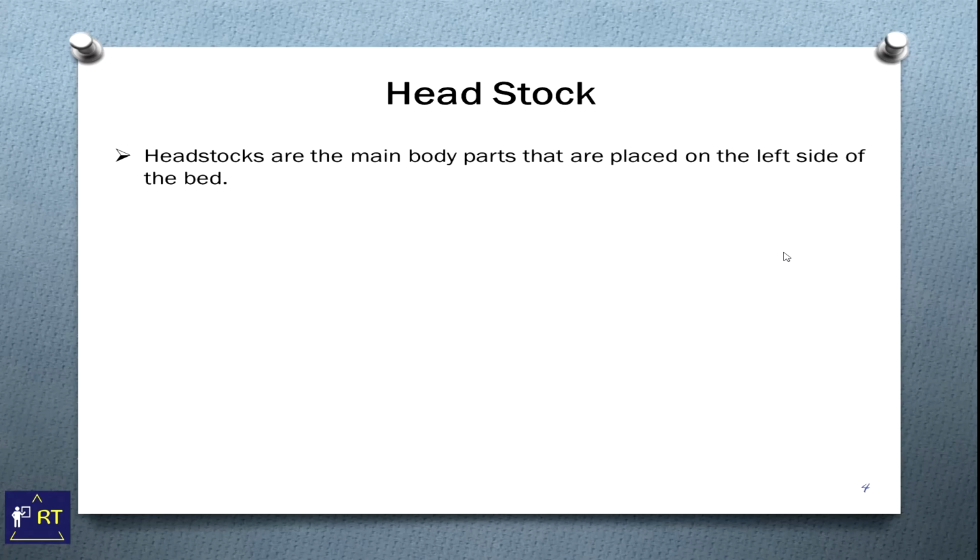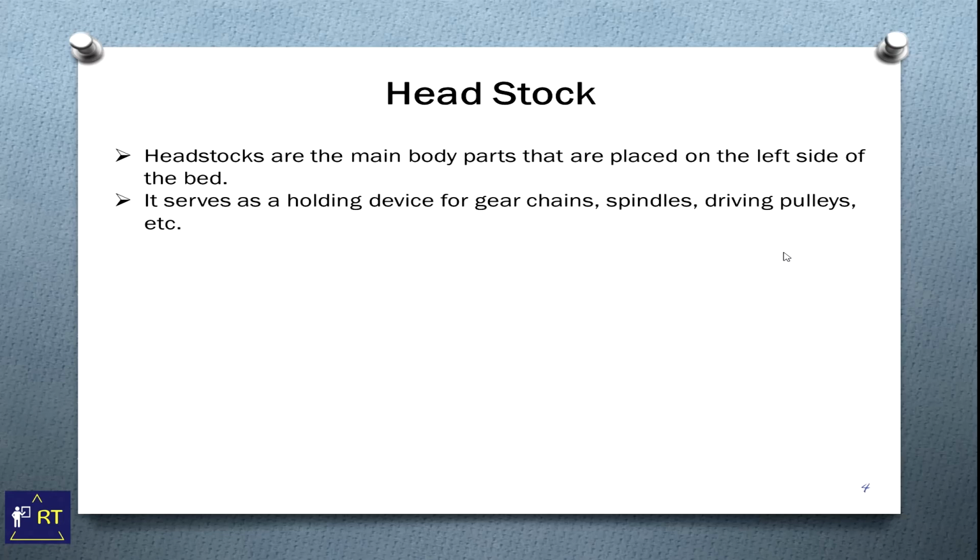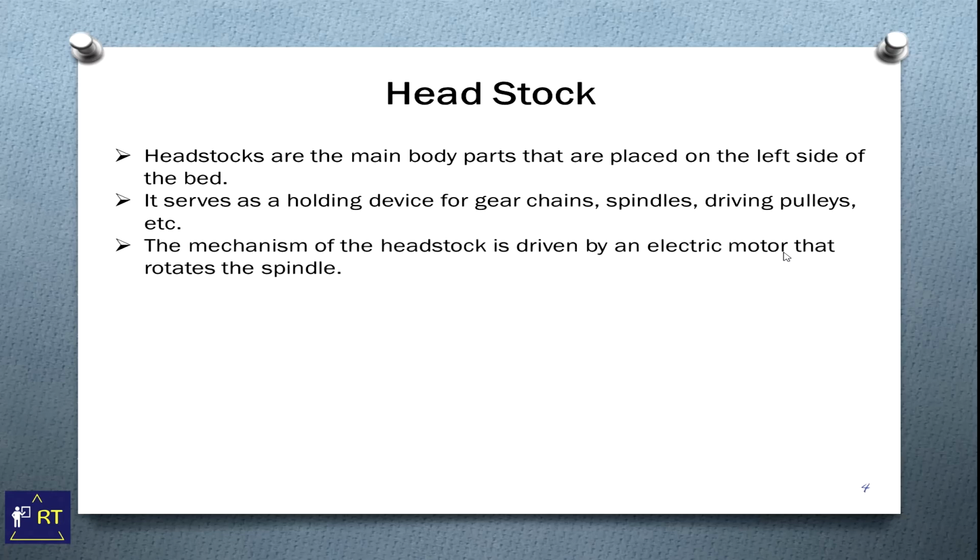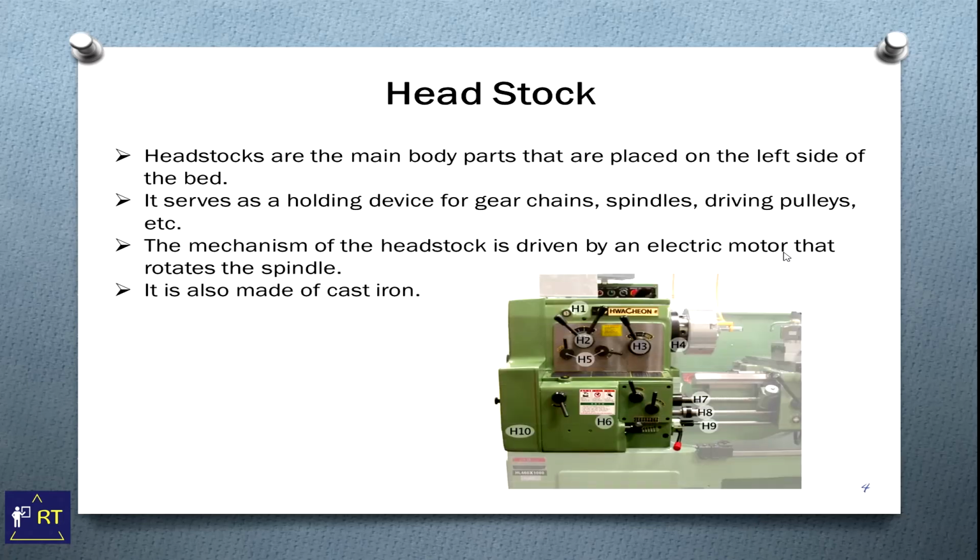Next, headstock. Headstock is the main body part that is placed on the left side of the bed. It serves as a holding device for gear chain, spindle, driving pulley, etc. The mechanism of the headstock is driven by an electric motor that rotates the spindle. It is also made of cast iron. And this is the image of headstock in a lathe machine.